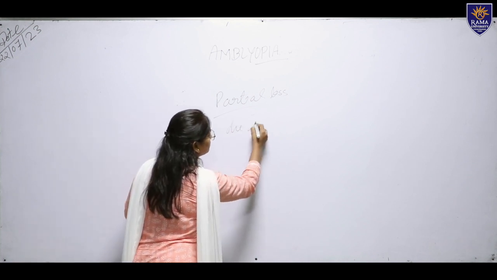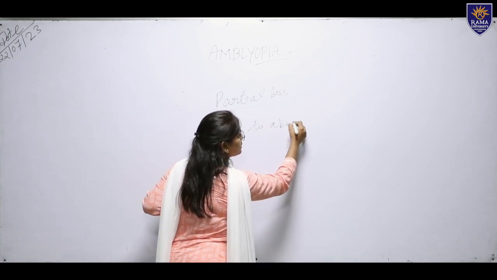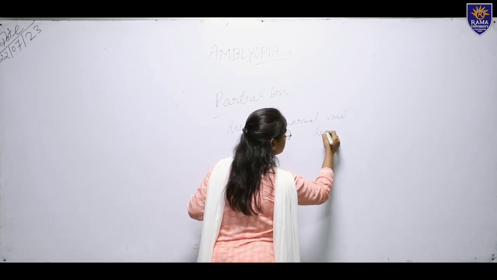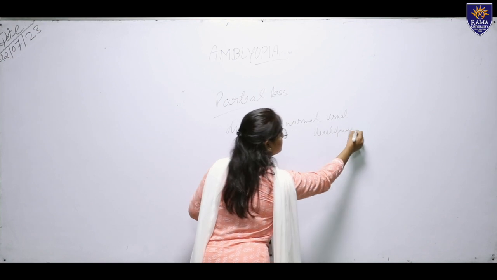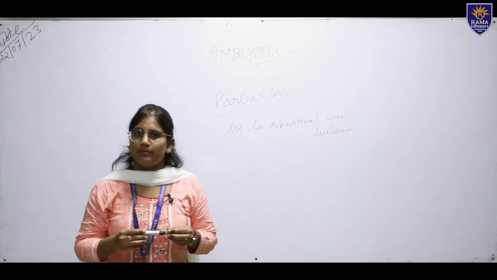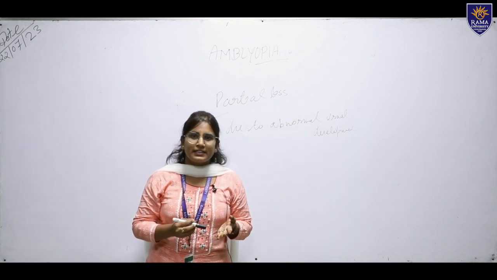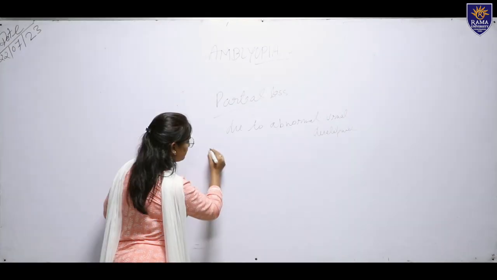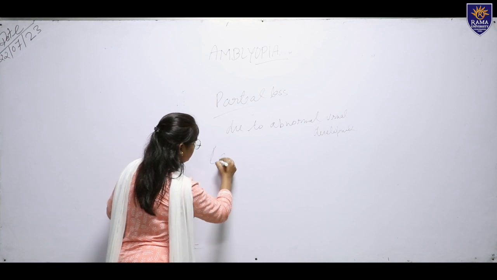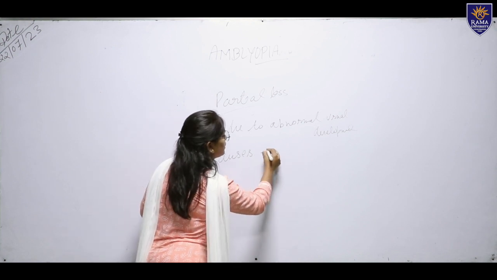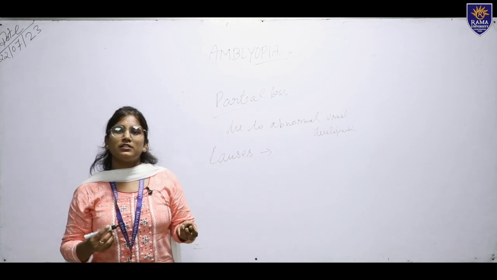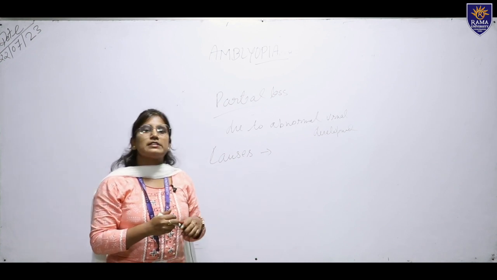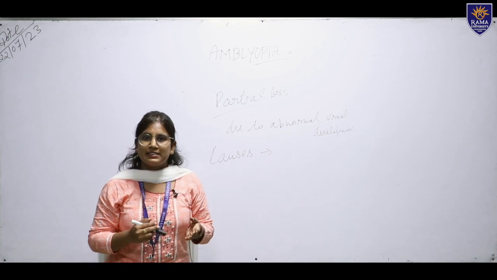due to abnormal visual development and absence of any organic disease and other ophthalmic signs and symptoms. Now, what are the causes of amblyopia? No single cause is detected here, because amblyopia is a silent disease.